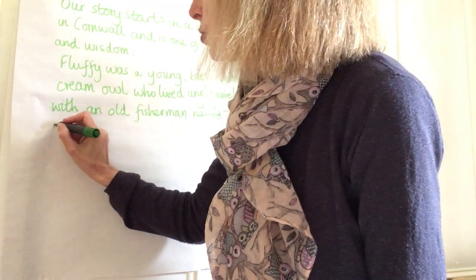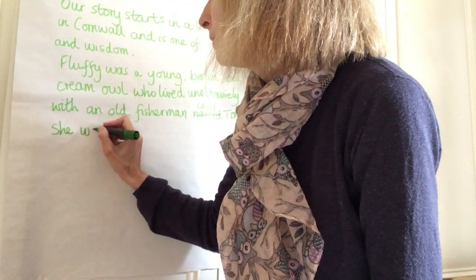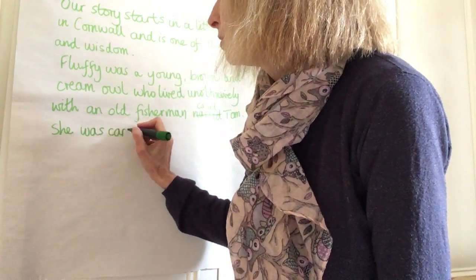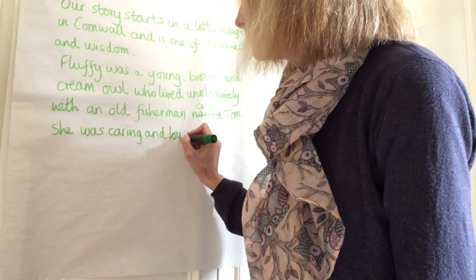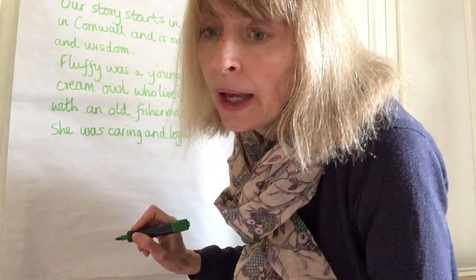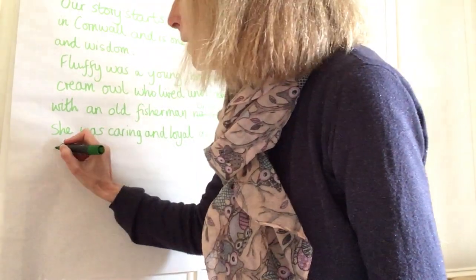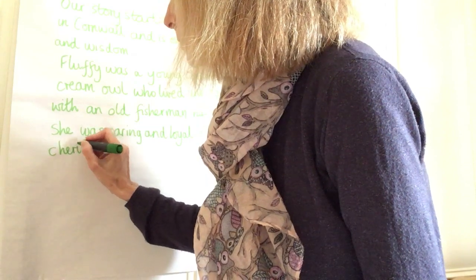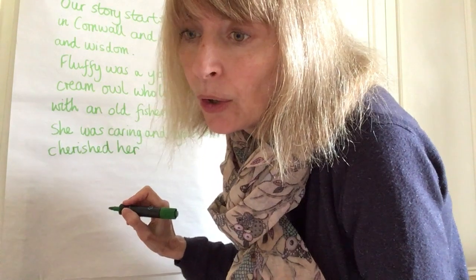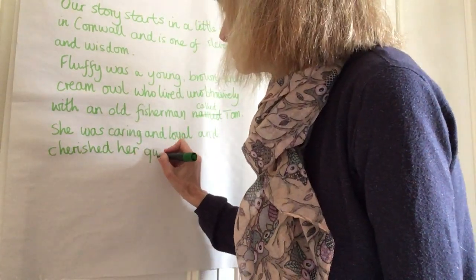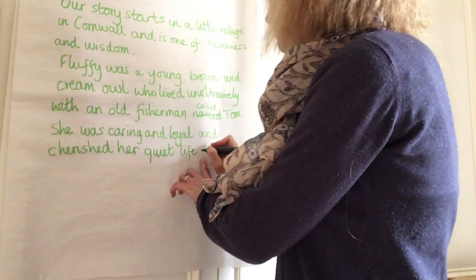She, now I have got a she, but you might need to change it. She was caring, so that's not going to change. She was caring and loyal and cherished. That means really loved. That's one of our words. And cherished her quiet life. Now, Mowzer eats fish, but we're going to eat mice.